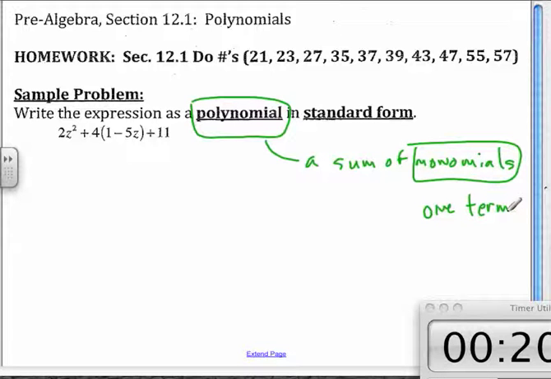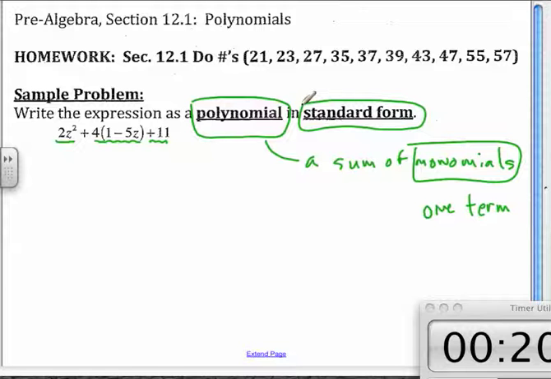Okay, now a sum of monomials, if I start looking up here, I've got a monomial there, right? That's one term. And then I've got this thing here. Man, that's a weird looking term. I'm going to have to deal with that, but it is just a term because it's separated by pluses and minuses. And then I've got this one back here. That's a monomial as well. Okay, but it asks us to write this in standard form.